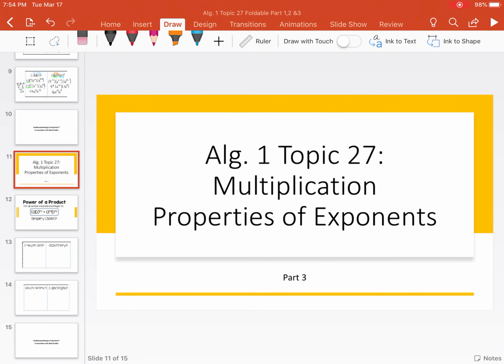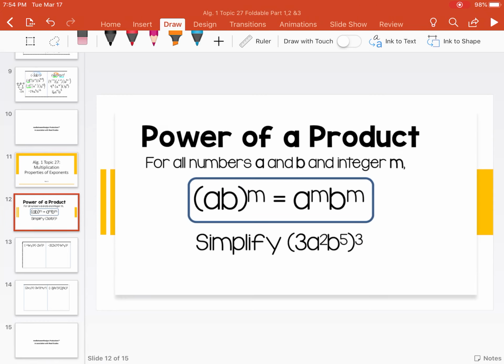Okay, welcome to part 3 of topic 27, Multiplication Properties of Exponents. So lastly, what we will be dealing with will look like the first flap on your foldable, but actually the problems that correlate with it are inside the bottom flaps. So again, I apologize for that. Thank you all for bearing with me.